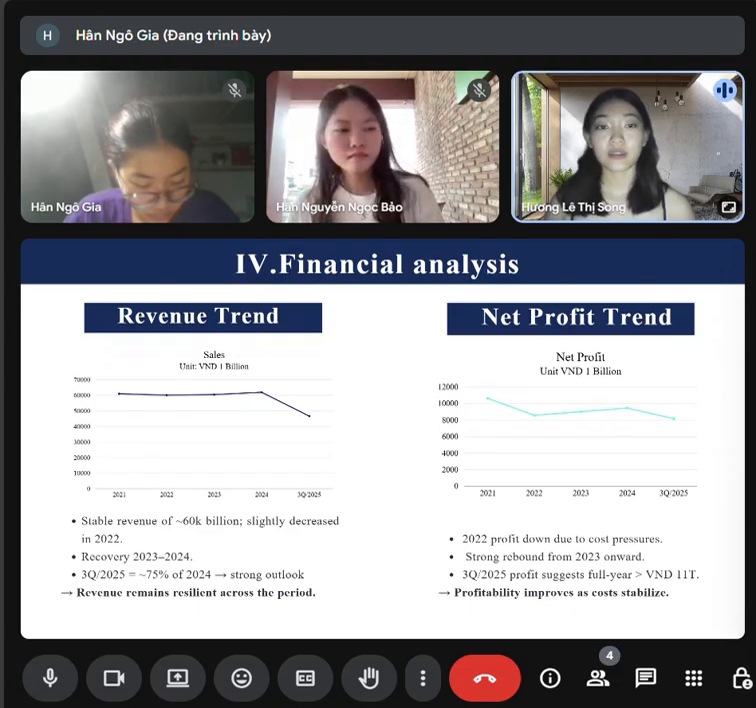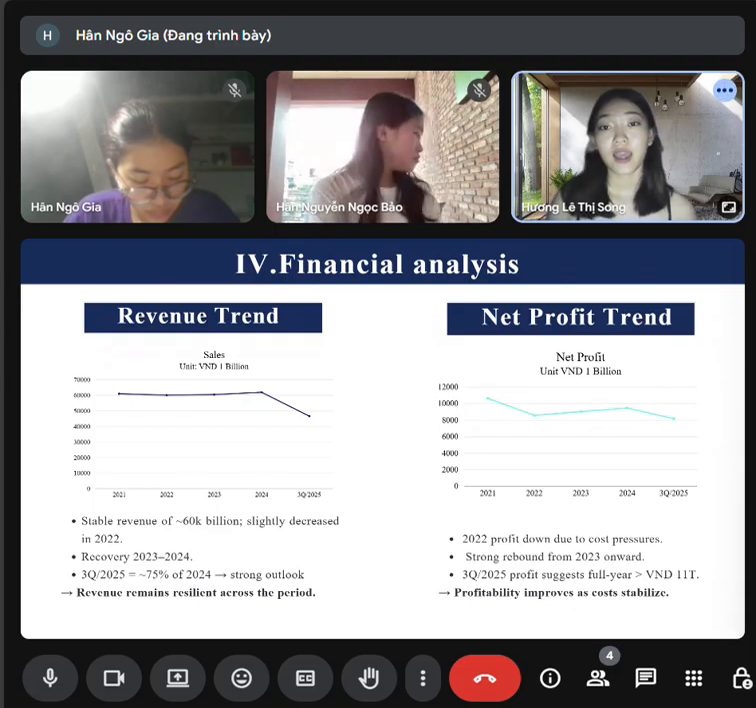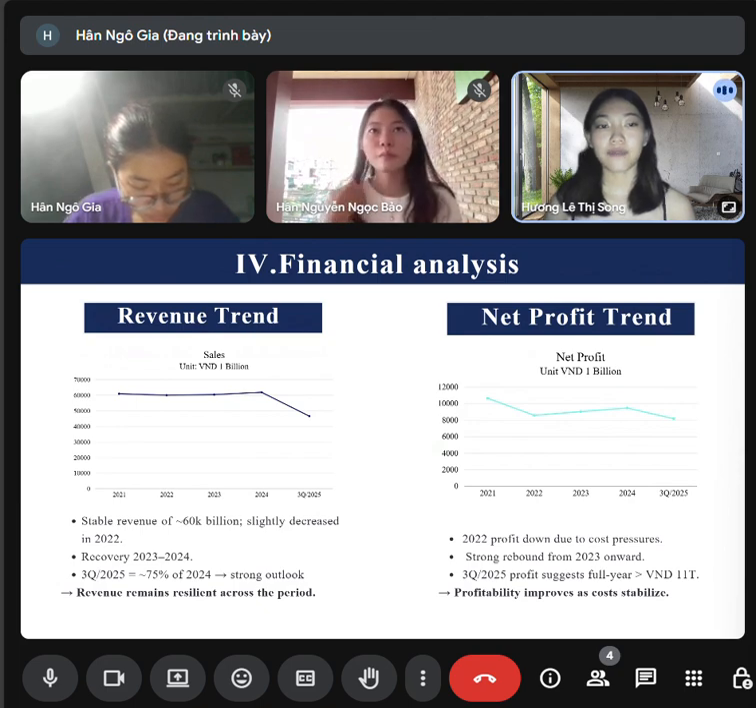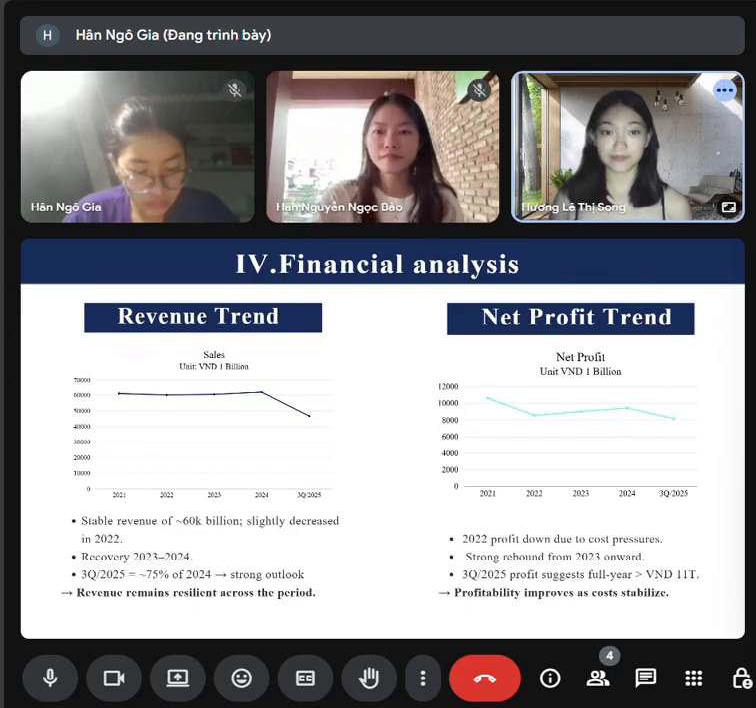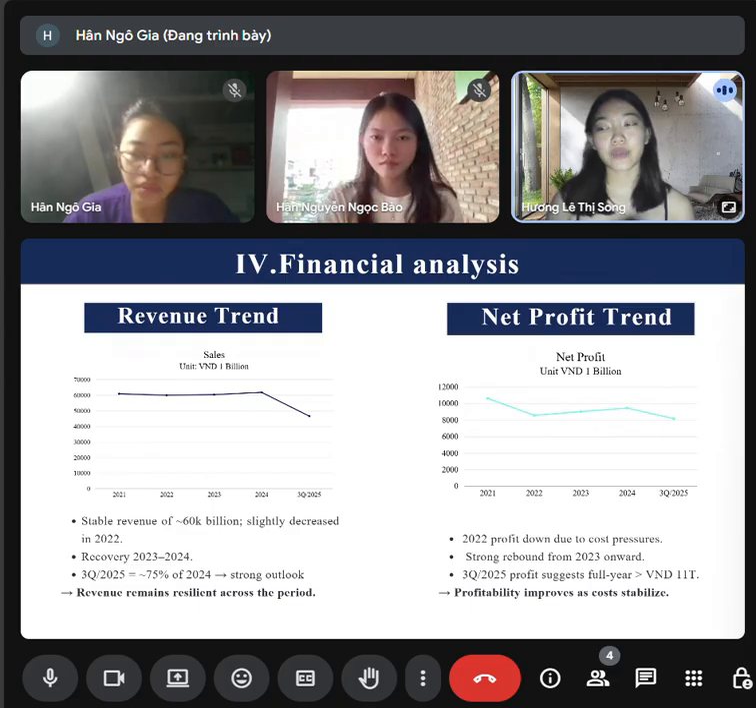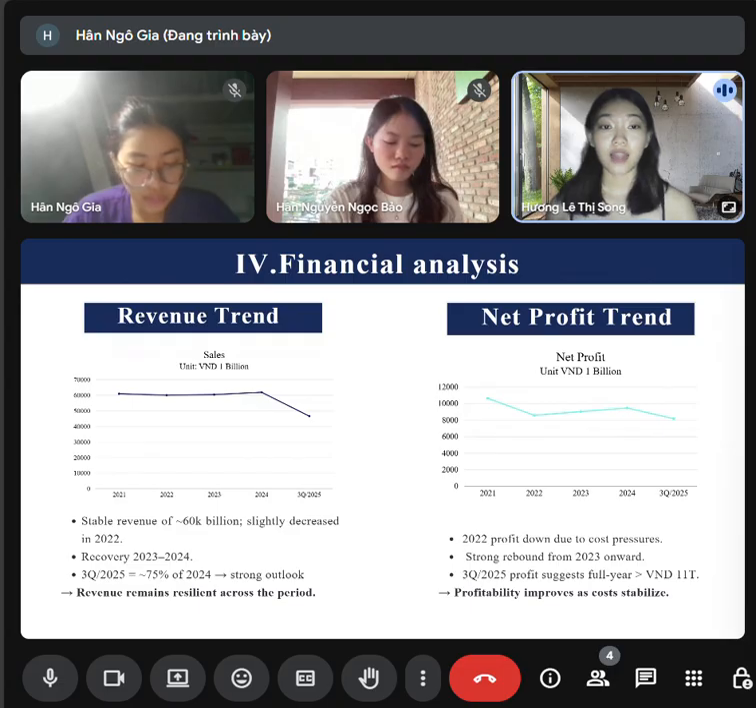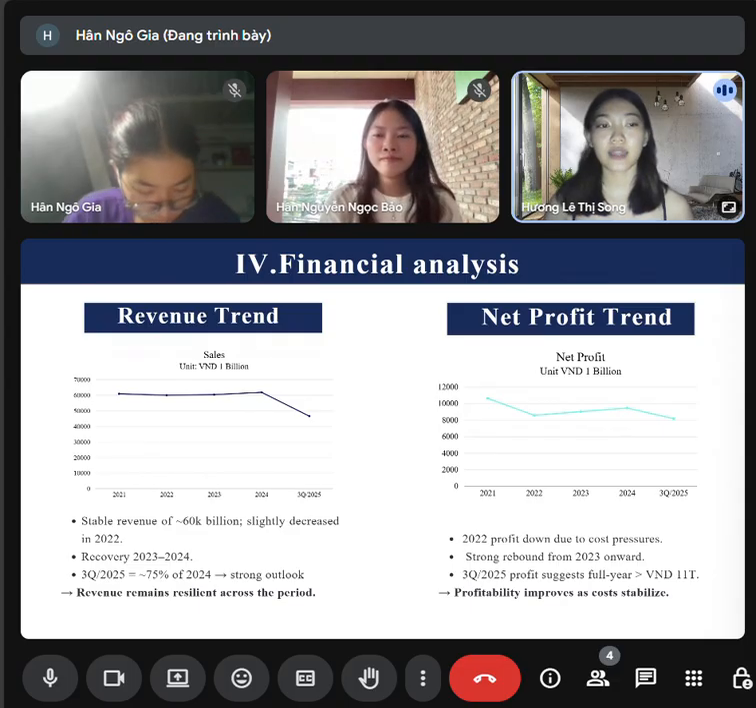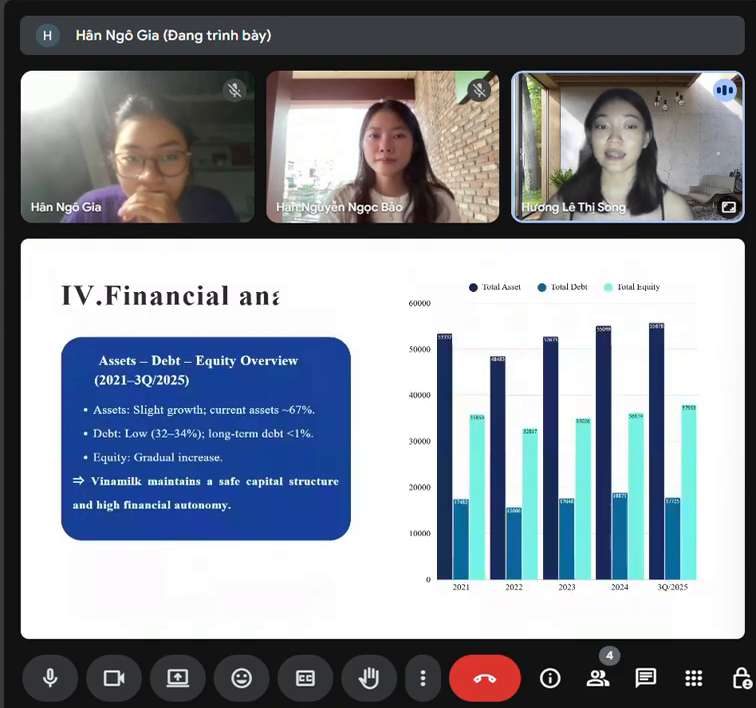prospect. In contrast, the profits fluctuated more sharply, in 2022 declining by nearly 20% due to the raw material cost, but then recovered markedly from 2023 thanks to the cost optimization. By 3 quarters of 2025, you can see that the profit line shows the possibility of exceeding 11 trillion Vietnam dong for the whole year. Revenue is stable, profit is recovering well.